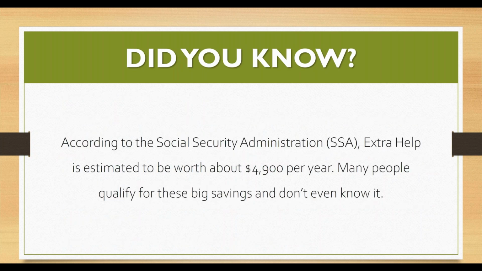Now, they estimate the value of being in extra help worth almost $5,000 each year. And one of the things you're going to find out is many people are eligible to be participating in this plan and don't even know it. The amount of money you're allowed to make and the assets you're allowed to have are far greater than the Medicaid amounts. So if you qualify for Medicaid, you definitely qualify for extra help, but it doesn't work the other way around.